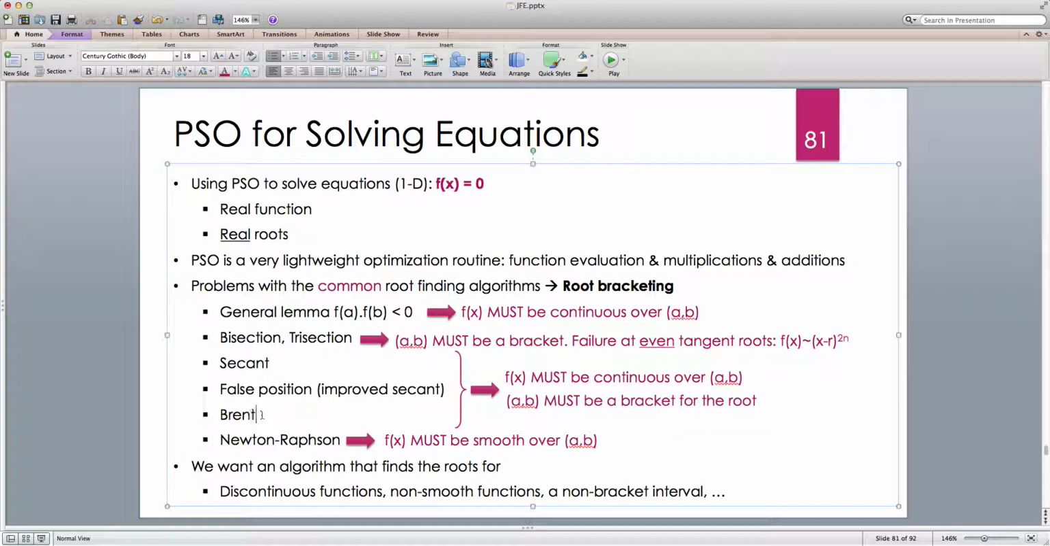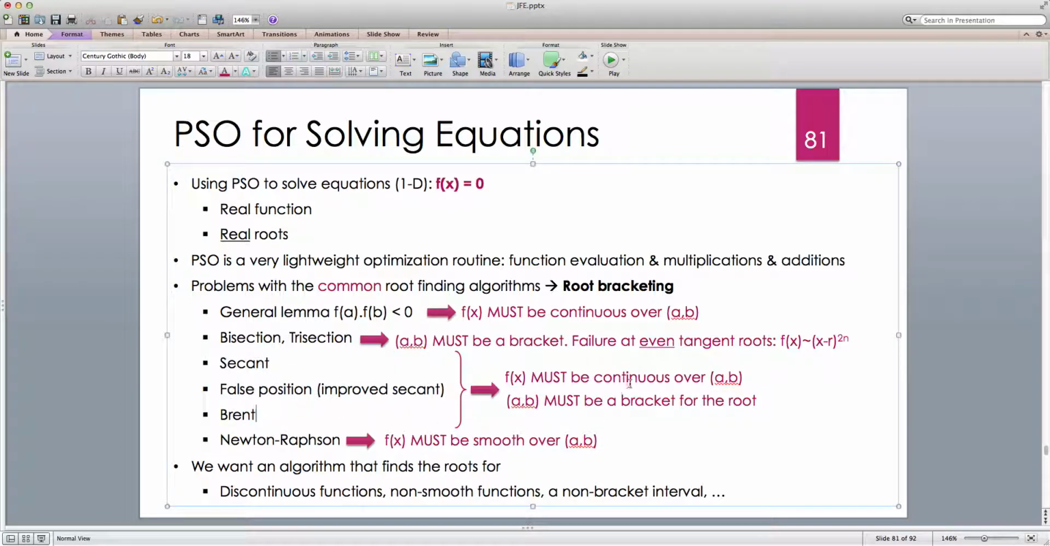We looked at the secant method, and we improved it, and we looked at the false position method, and we also looked at the Brent method, and these were all based on interpolation. Secant was first order interpolation, Brent was second order interpolation. And here again the continuity over the interval was the prerequisite, because we have to make sure that the original interval is in fact a bracket for the root. We have to know beforehand that there is a root in the interval so that we can go ahead and apply these methods. All right.